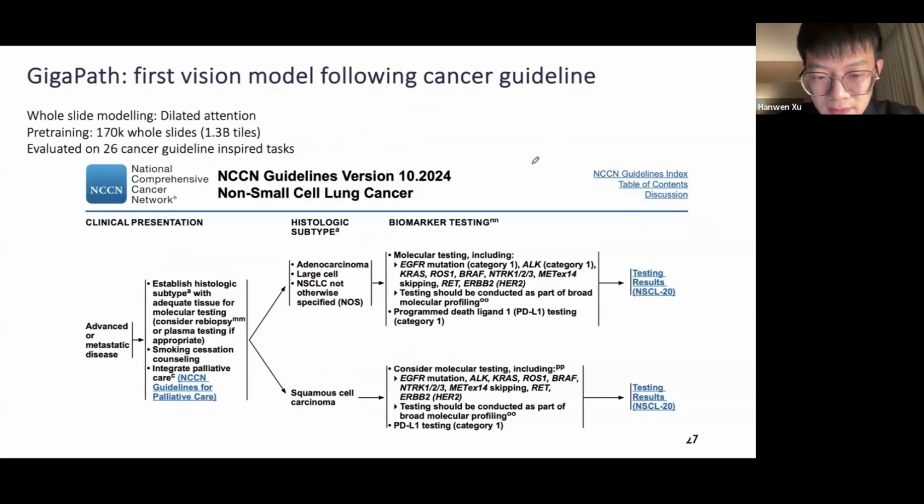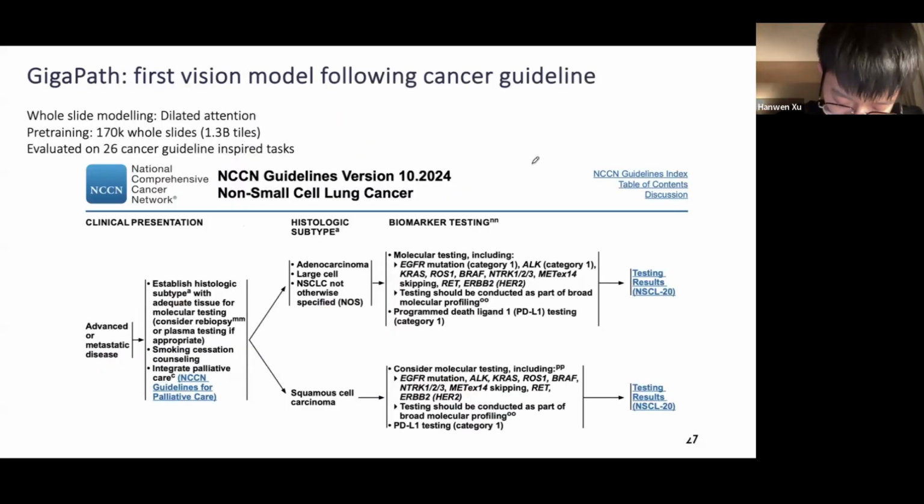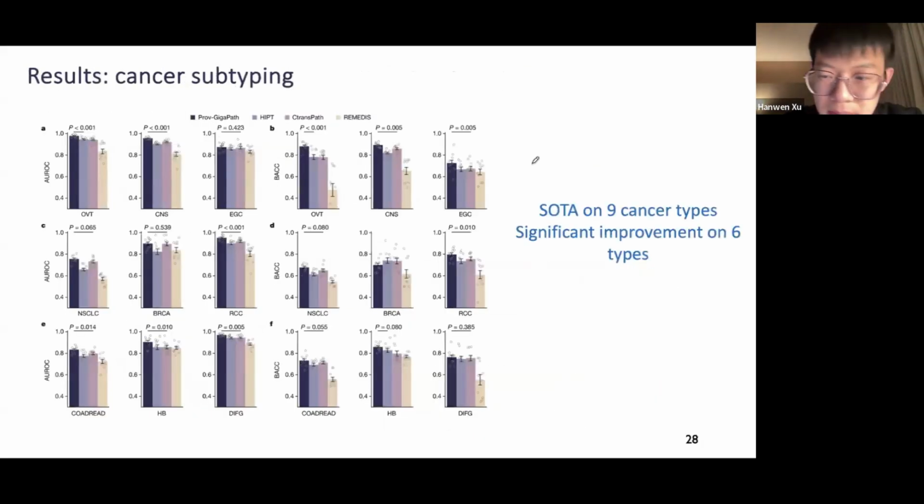After we have that set of fine-tuned models, we can see that GigaPath can be the first vision model to follow the cancer guideline to give the treatment option. So think about the cancer guideline. We evaluate our model on the histological type prediction, the biomarker prediction, and potentially the staging prediction problem. So let's start from the cancer subtyping.